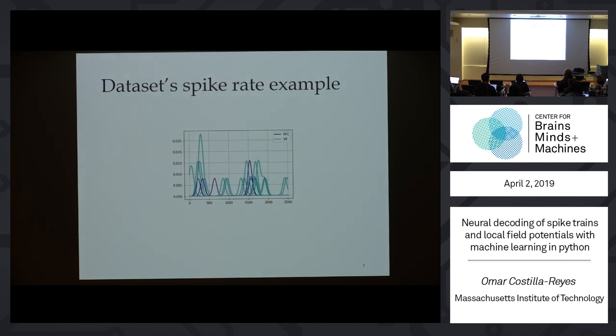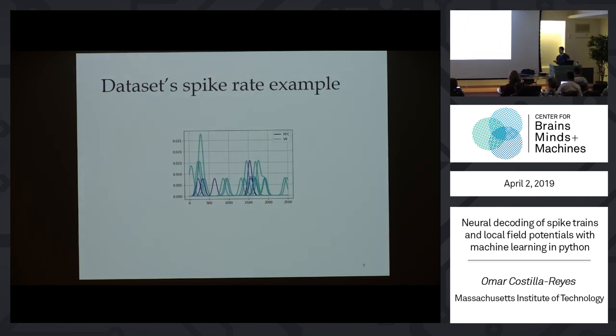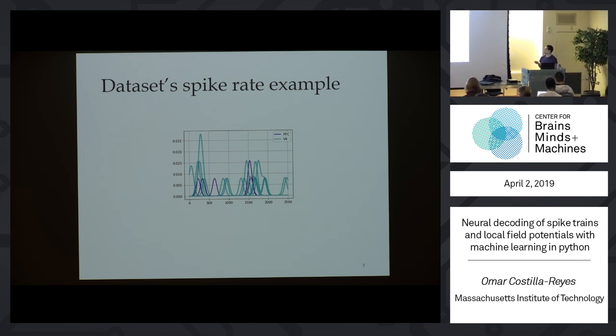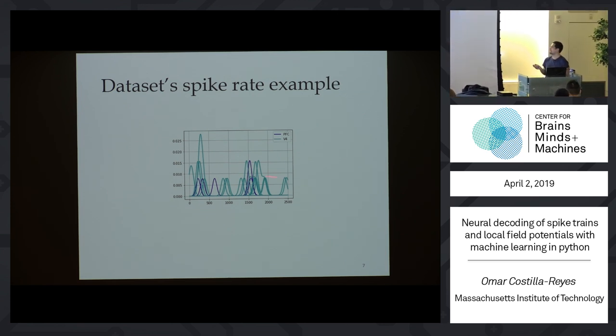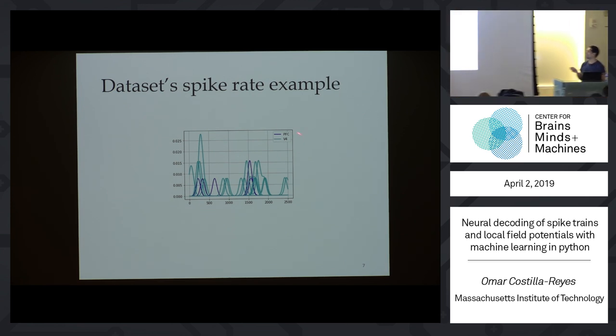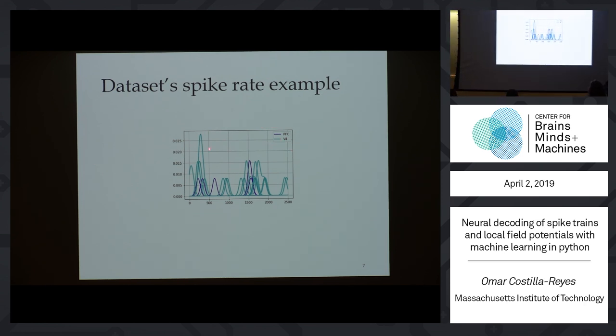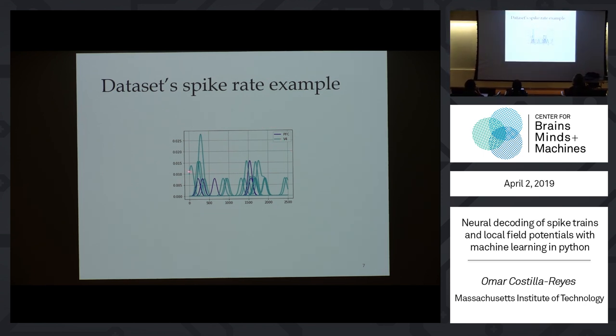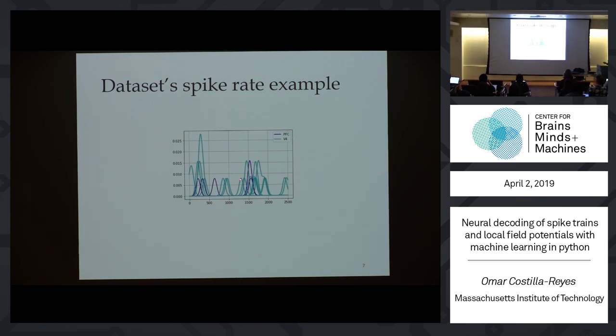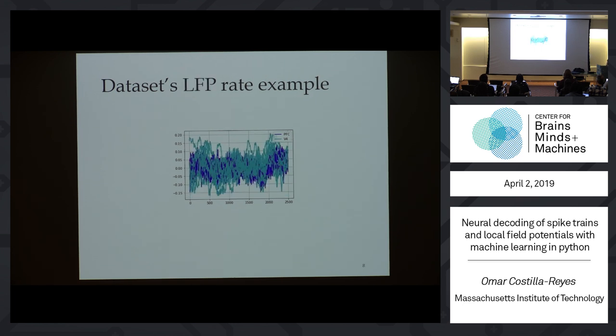So here is an example of the spike rate that we're going to analyze today. Each color here represents one area of the brain. We have PFC and B4. You can see here that in some cases the spike rate is very high and in other cases it's very low, depending on how the neuron is reacting to certain stimuli. Right, so that's the example of the signal.